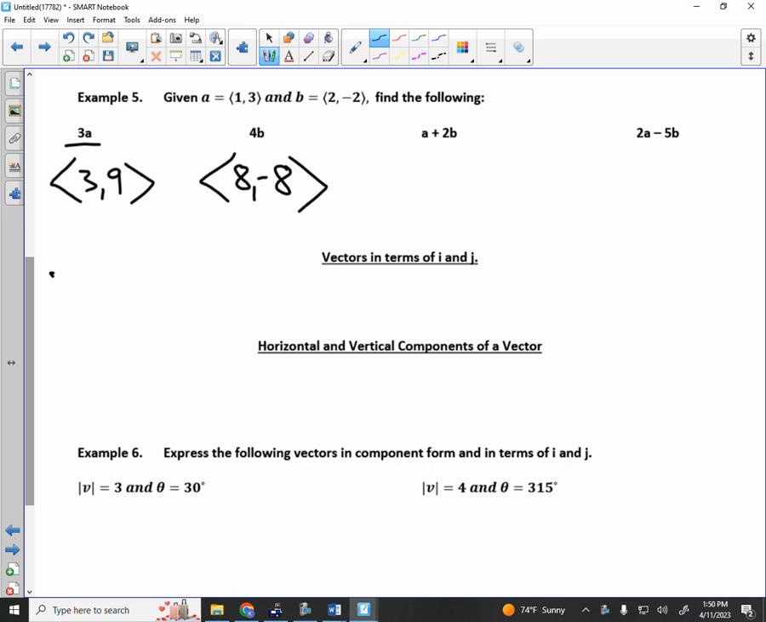The next one's a little different because you're doing multiple operations here. You're adding and you're multiplying by 2. So I'll organize my work a little bit. All right, vector A is 1, 3. And then 2B is vector 4, negative 4. And as we add those together, we get vector 5, negative 1. Why don't you try the next one on your own? Go.